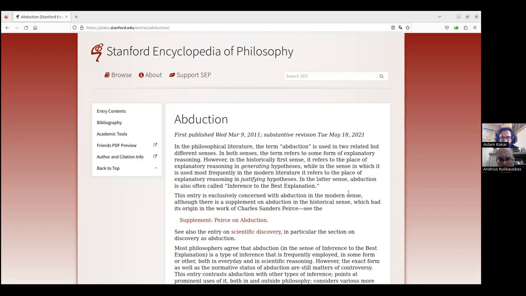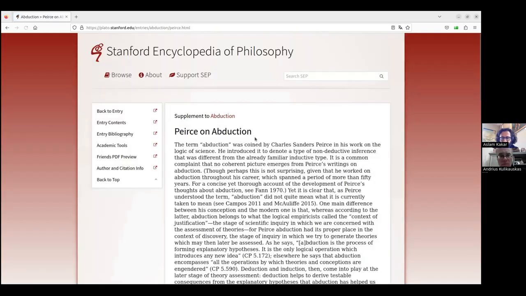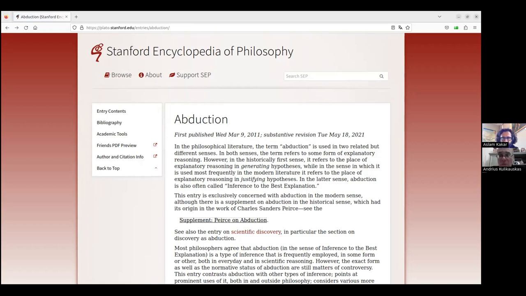And in the latter sense, abduction is also often called inference to the best explanation. This entry is exclusively concerned with abduction in the modern sense, although there is a supplement on abduction in the historical sense, which had its origin in the work of Charles Sanders Peirce. So is that the sense that you mean, because you're talking about generating hypotheses? Right. Can we read this again? So there's two kinds of abduction, and I guess the earlier one, maybe Peirce came up with the term.